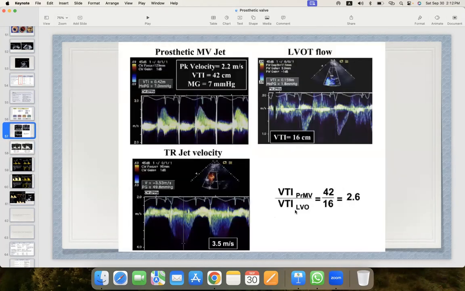In this patient, you see that when they divided, they got a ratio of 2.6. We know that 2.6 is significant, so if you use our diagram here, we see that it's significant. Then we look at the velocity. Here the velocity is 2.2, which is also considered high. And then the last step, you need to check the pressure half time. Here the pressure half time was not provided, but you can tell from how it looks that it should be low. So if it's low, we can say that this is most likely regurgitation.